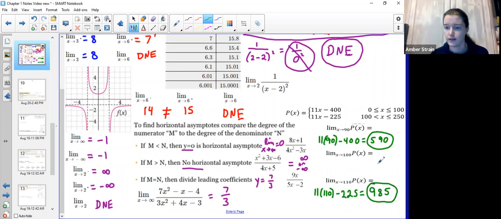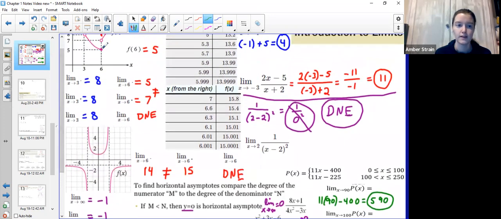Okay, but what about 100 itself? Well, 100 is tricky because that's where it breaks. You might say, oh, well, just use this one because that one has the closed dot. But again, it's just like this guy right here. Even though we had the closed dot, yes, f of 6 would have been that value, we're not asking what is f of 6. We're saying what is the limit. So are they going to meet up going from the left and going from the right?